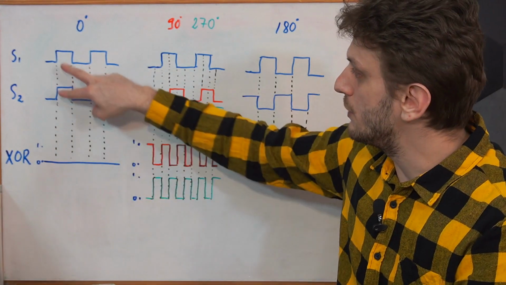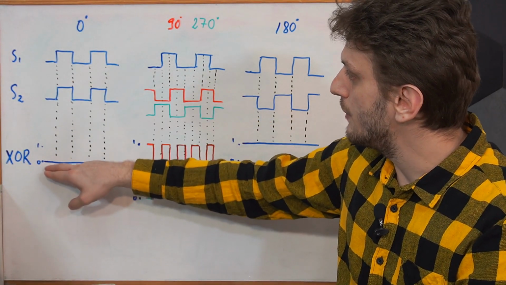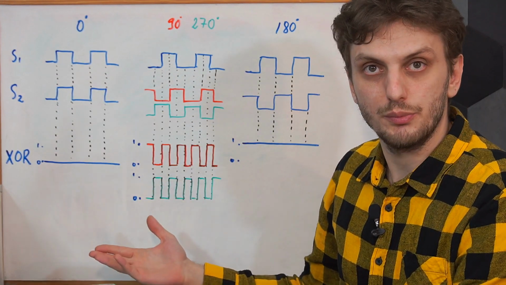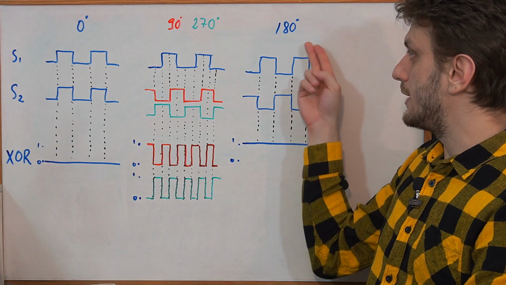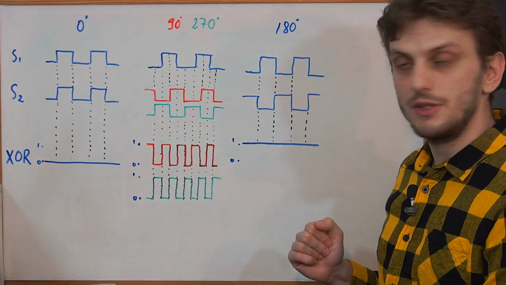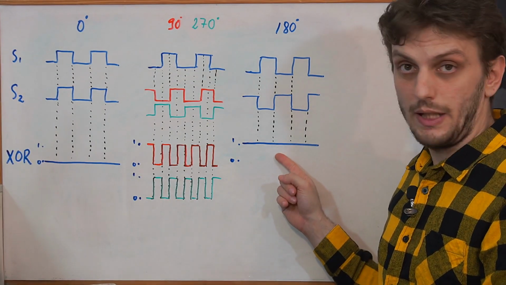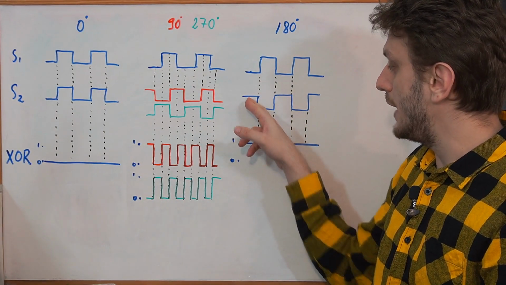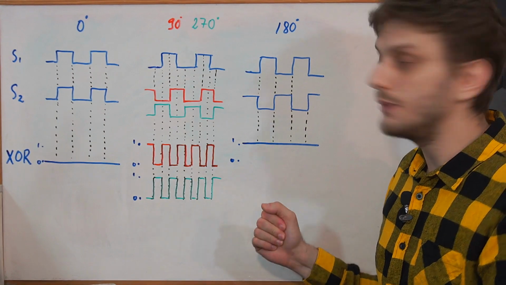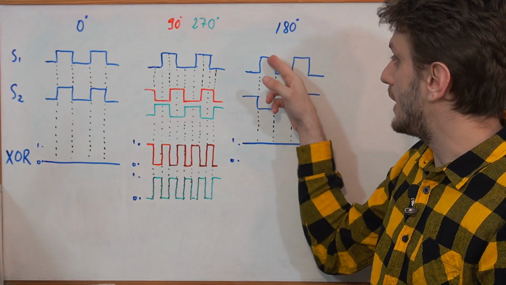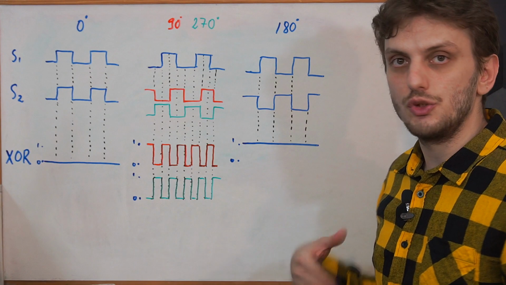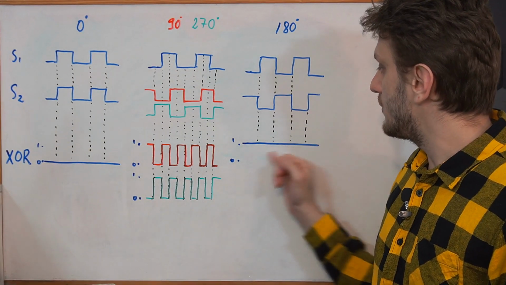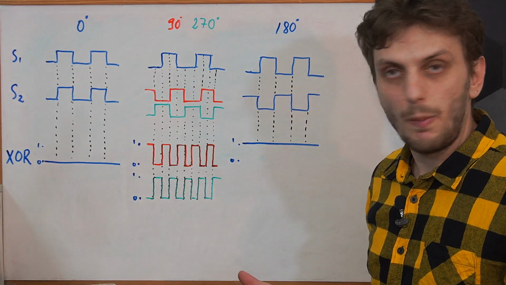Because in the case when both input signals are low, we get a low output, and also in the case when both input signals are high, we get a low output. At the other end, with 180 degrees phase difference, we have always a high output, because we have a low input and high input leads to a high output, and then in the other case we have a high input and a low input, which again leads to a high output. So with 180 degrees we have a constantly high output signal.